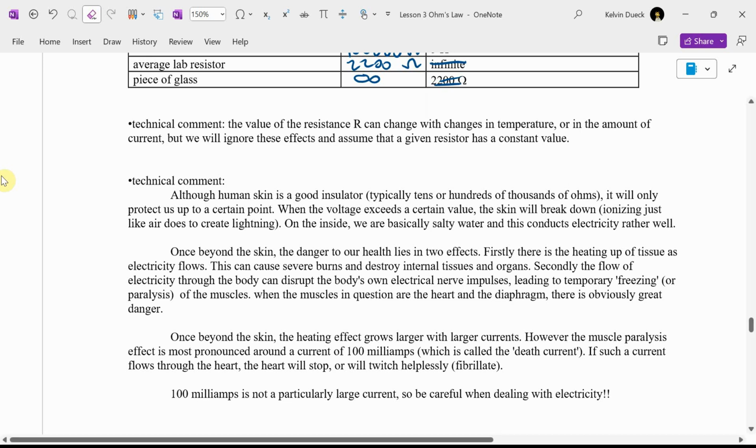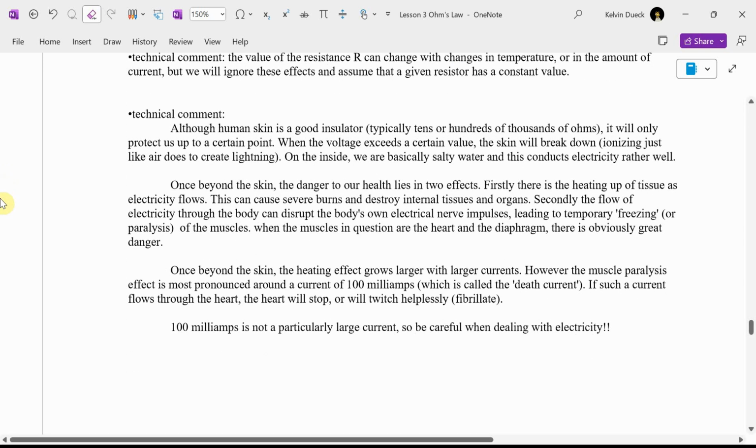So let's talk about being electrocuted. Once beyond the skin, the danger to our health lies in two effects. If it's a large current, your tissues can heat up, because when you rub your hands together, that generates heat. When you send a bunch of electrons, again, we're pretending it's protons, so I'm going to say protons, through you, that causes electric friction. That's why people who are electrocuted often are burned. They suffer very severe burns, both on the outside and internally.